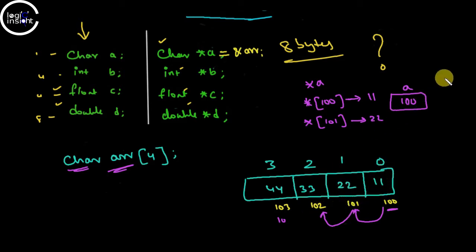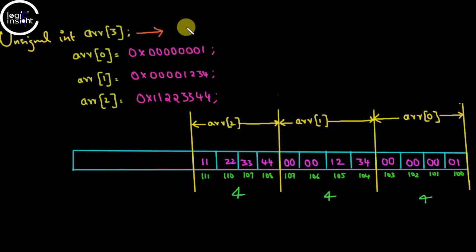Now what happens in the case of integer? Integer occupies 4 bytes, right? How many 4-byte elements have we allocated? 3, right? So a total of 12 bytes should be allocated. You can see here 4, 4, 4, 12 bytes are allocated. So this array of 3 represents array of 0, 1, 2, and inside I have my data. For every byte there is an address.